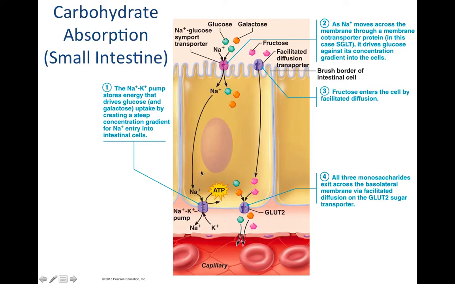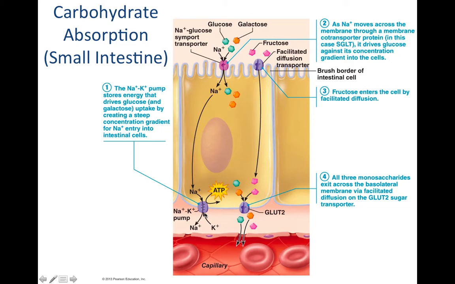So whatever sodium happens to be on the inside of the cell is constantly being moved out of the cell because of this sodium-potassium pump, or sodium-potassium ATPase. So if you're moving sodium constantly out of the cell, that means that you are going to have a low concentration of sodium inside the cell. So you have established a concentration gradient because of the sodium-potassium pump that's here.